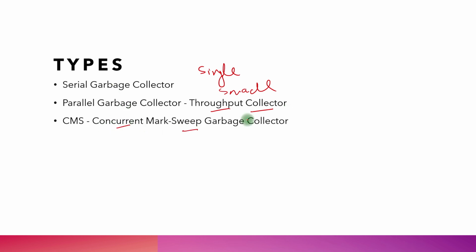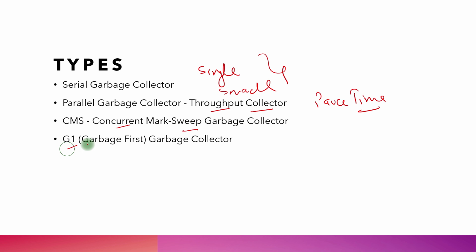CMS, the concurrent mark sweep garbage collector, aims to minimize pause times by performing most of the garbage collection work concurrently with the application threads. So what is pause time? It's important to understand, because garbage collection is also a process, a thread that runs to reclaim memory. Sometimes it interferes with the application threads and prioritizes garbage collection. In that time, application threads get paused. That is the pause time of the application thread. Concurrent mark sweep works along with the application threads, and that is how it reduces the pause time.